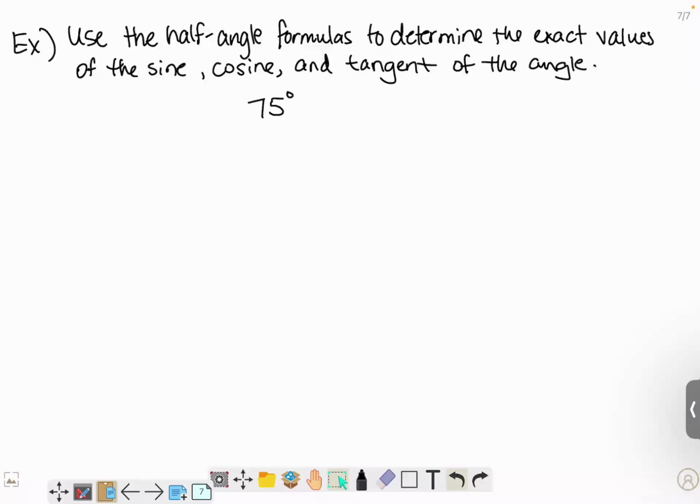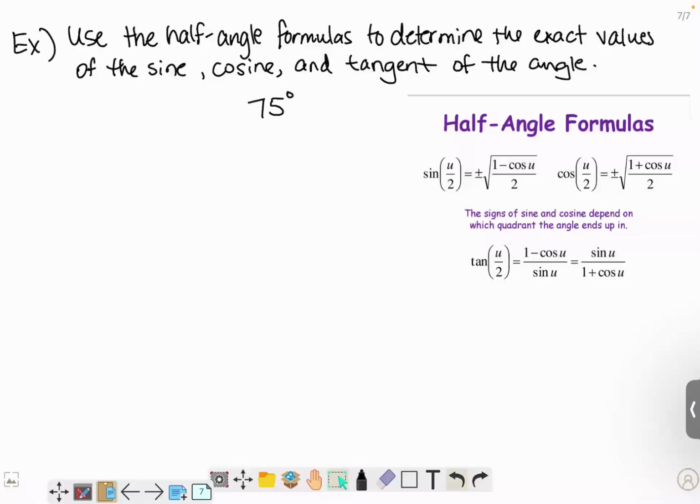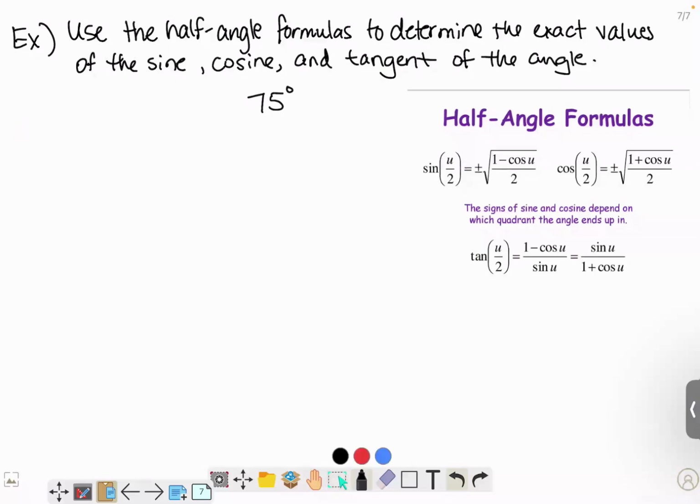Next, let's see if we can find the exact values for sine, cosine, and tangent of this angle 75 degrees. The instructions tell us to use half angle formulas, so let's look at the half angle formulas. Okay, so I want to find sine of 75 degrees. If I'm using a half angle formula, this 75 degrees is already the half. 75 degrees is the angle divided by 2, so the angle is twice as much, which would be 150 degrees. So u in this formula is 150 degrees.